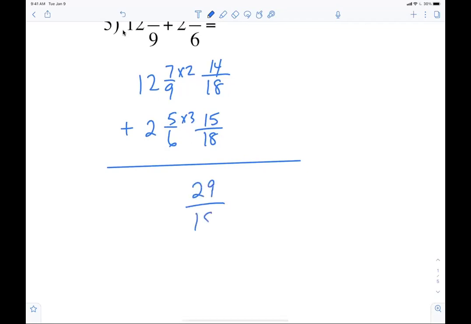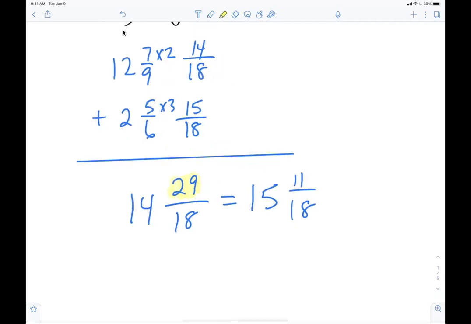Good, over 18, and then 14, but you have to reduce it. So 18 goes into 29 once, so it's 15, and then you have 11 left over, so it's 15 and 11 over 18. That is perfect. Yes, I need to reduce it, because you can't have the numerator greater than the denominator when you're doing a mixed fraction.